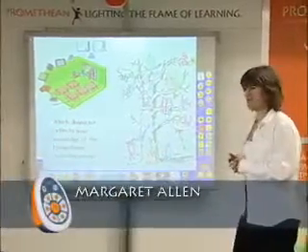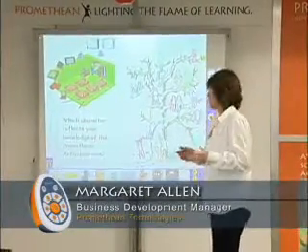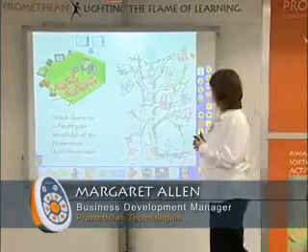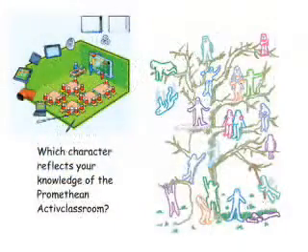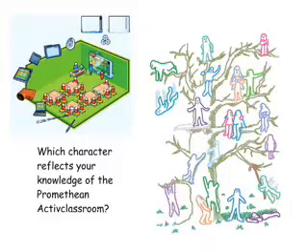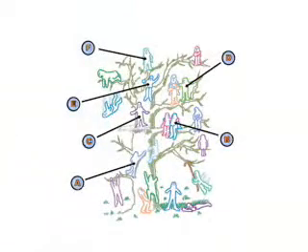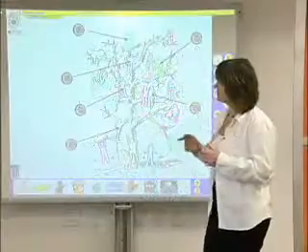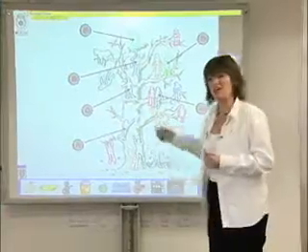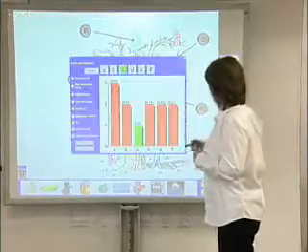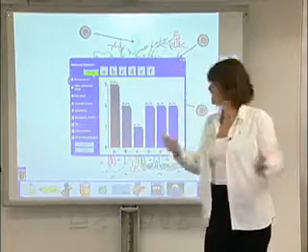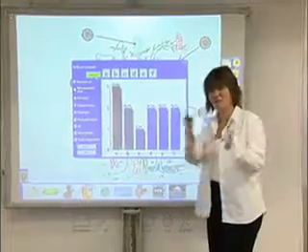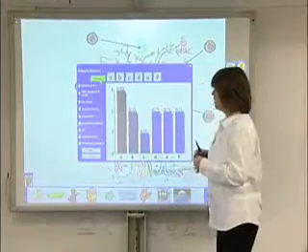I just thought it would be helpful for me to find out from you what you know about the Promethean Active Classroom. So I want you to look at this tree and consider these characters, and decide which one you think best reflects who you are in terms of your knowledge. I'm going to ask you to vote, so that I can get a feel for which character you best identify with. And we can see we've got a range, there's no right or wrong answer, we've got a range of answers, so that's really good. But we can see that immediately I've got some feedback, I understand who you are and what you know.